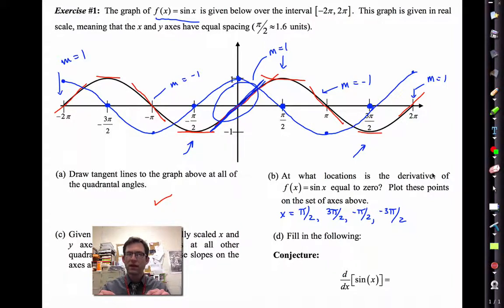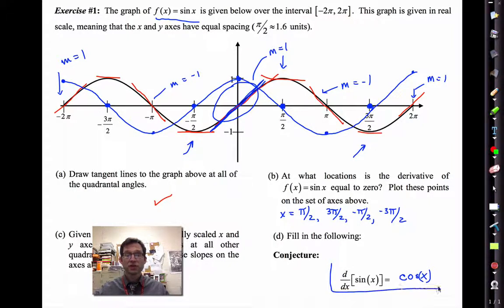So, take a look at letter D. It says fill in the following. Conjecture. The derivative of sine x is what? Think about that for a moment. Got it? The derivative of sine x is cosine x.